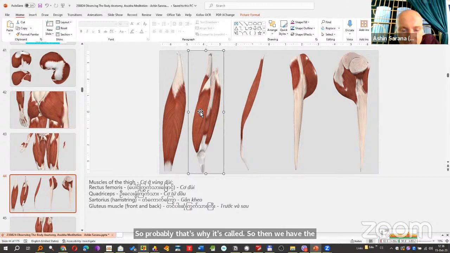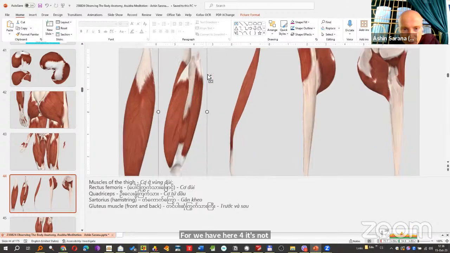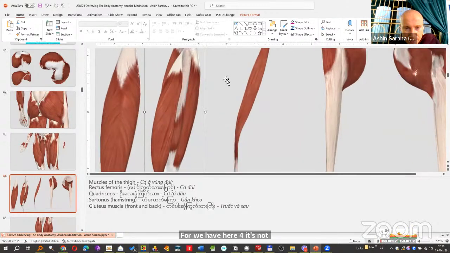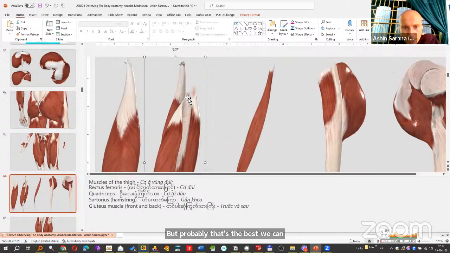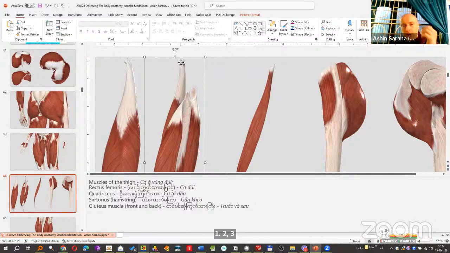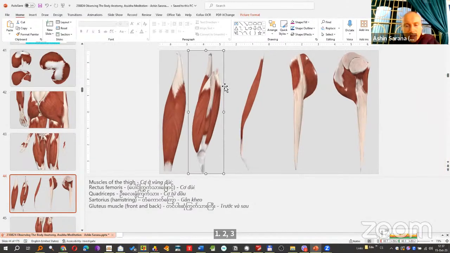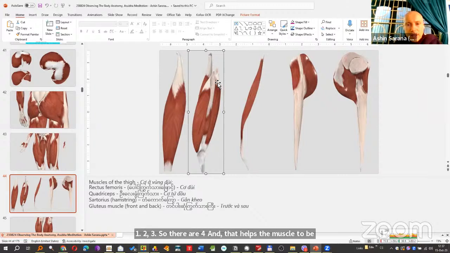So here we have four roots. It's not easily visible, but probably that's the best we can get. Here we have one, two. Okay, 1, 2, 3, 4. So there are 4 roots, and that helps the muscle to be well attached to the thigh, so that if we want to run, we can run fast.